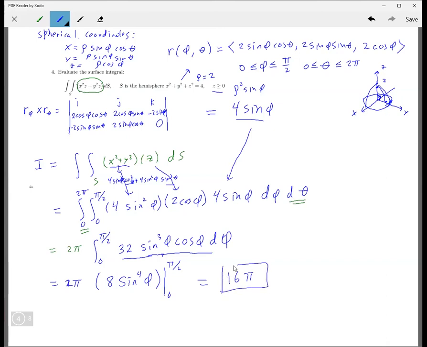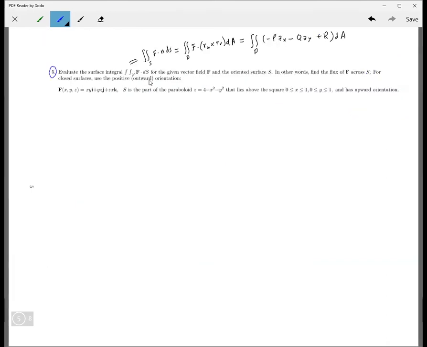So, evaluate the surface integral for the given field F and the oriented surface, in order to find the flux of F across S. So you have this vector field, where you've got little vectors pointing in different directions, and you can think of it as a fluid flow, or maybe a magnetic field or something. But you can think of it as motion in different directions, okay?